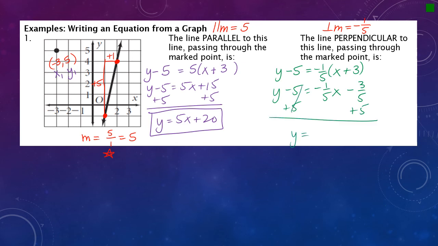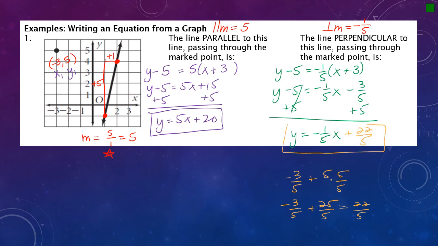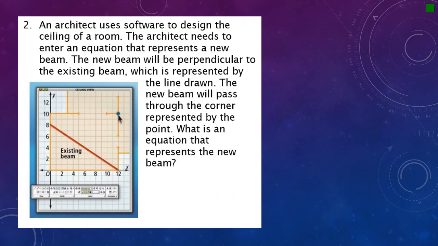So I have y equals negative 1/5 x, and then over on kind of the bottom underneath here, I'm going to do a little scratch work. So I have negative 3/5 plus 5, which I need to turn into having a denominator of 5. So I have negative 3/5 plus 25 over 5. Negative 3 plus 25 is 22 over 5. So I'm going to have plus 22 over 5. So this is the answer for my perpendicular line.